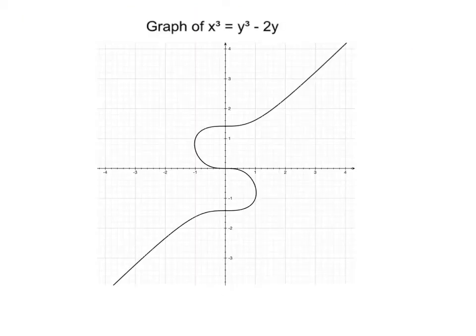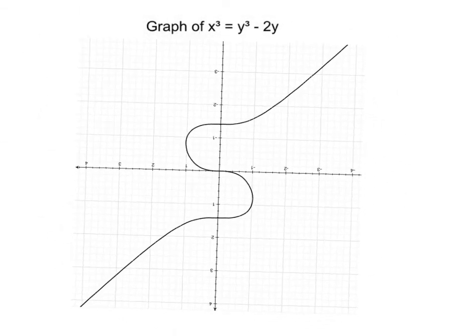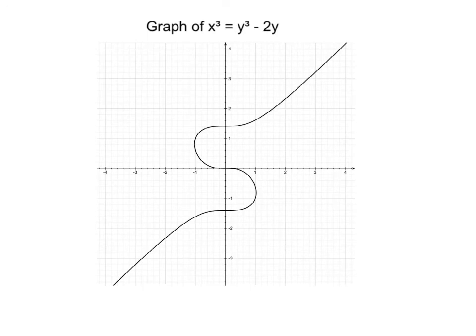In case you're interested, by the way, this is what the graph of x cubed equals y cubed minus 2y looks like. And you'll notice, just like we said, this does have origin symmetry, because I can take the graph and rotate it 180 degrees and end up with the same thing. But you notice it doesn't have x-axis symmetry or y-axis symmetry. It's not the same above and below, or to the left and the right of the origin.